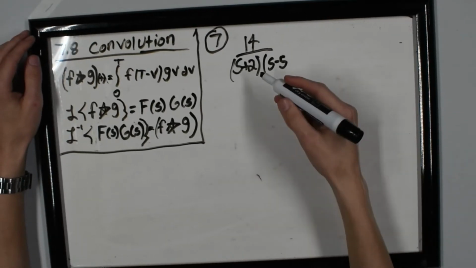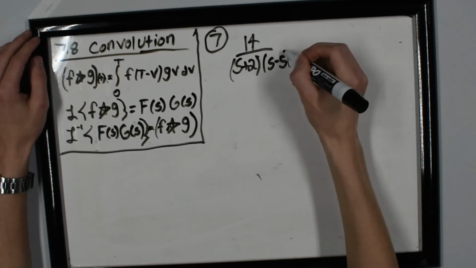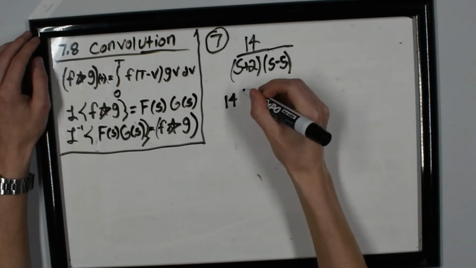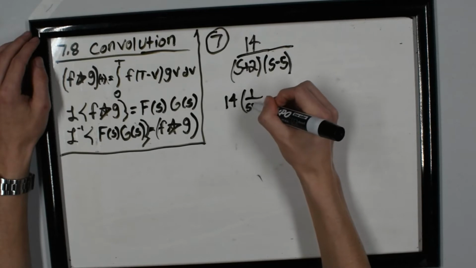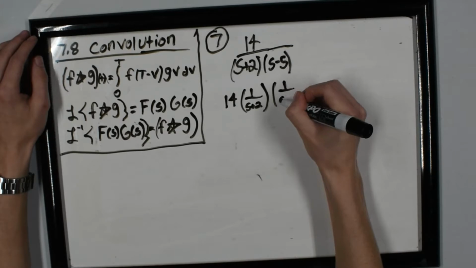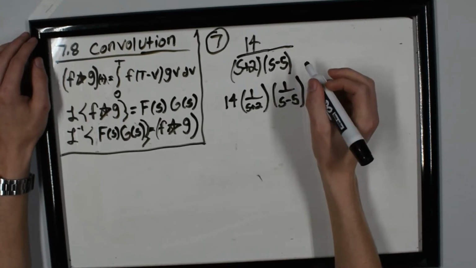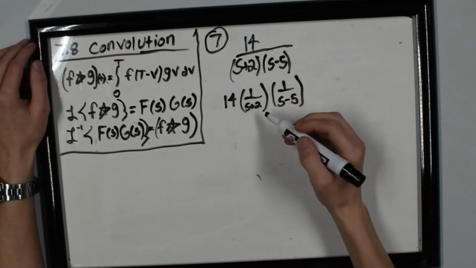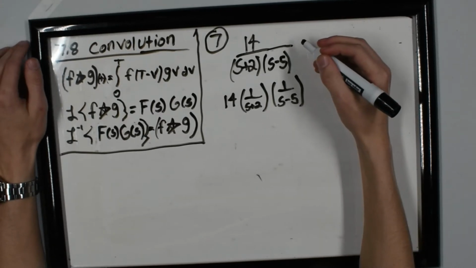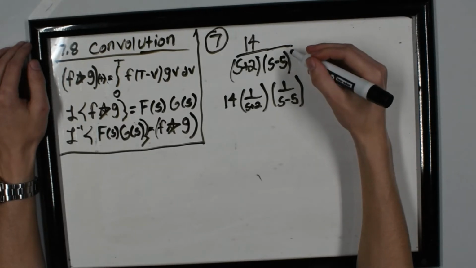So for this, we have 14 over (s plus 2)(s minus 5). And basically, we can rewrite this as 14 times 1 over s plus 2 times 1 over s minus 5. And when we rewrite this, we realize we have a Laplace transform multiplied by a Laplace transform. Oh, and I should write, the goal of this question is to find the inverse Laplace transform of this function.